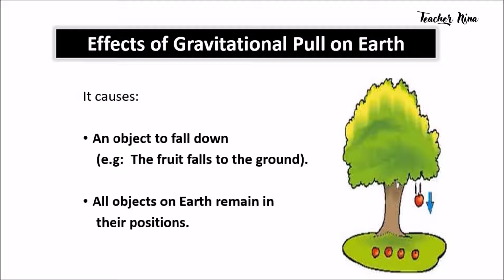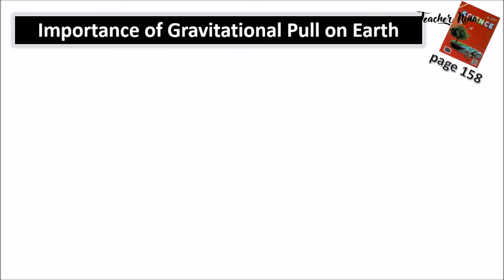And the second effect of gravitational pull on Earth is all objects on Earth remain in their positions. So look at the four apples at the bottom of the tree. They remain there. They are not rolling on without stopping. They remain there because of gravitational pull on Earth. Yes, that's right.